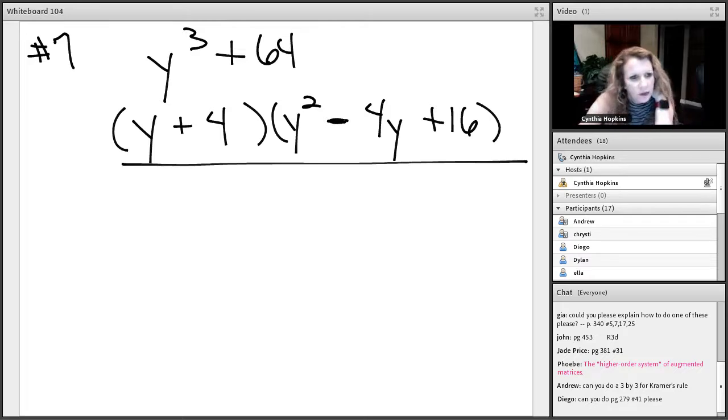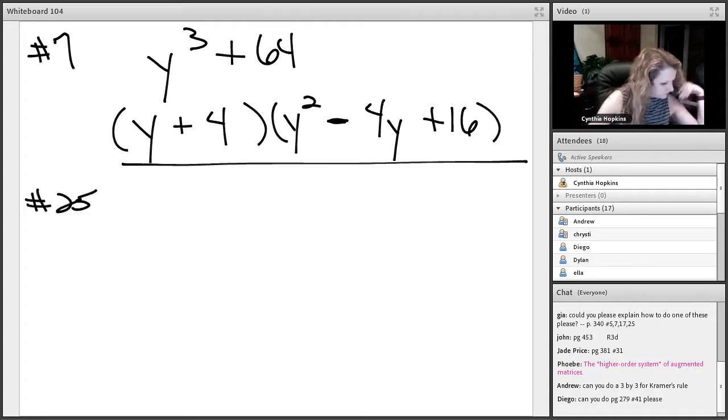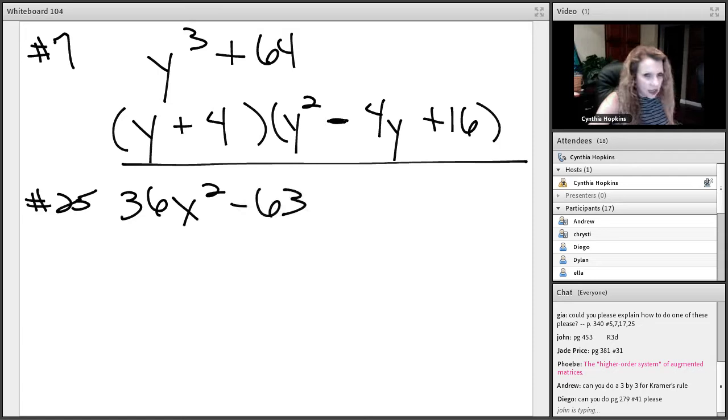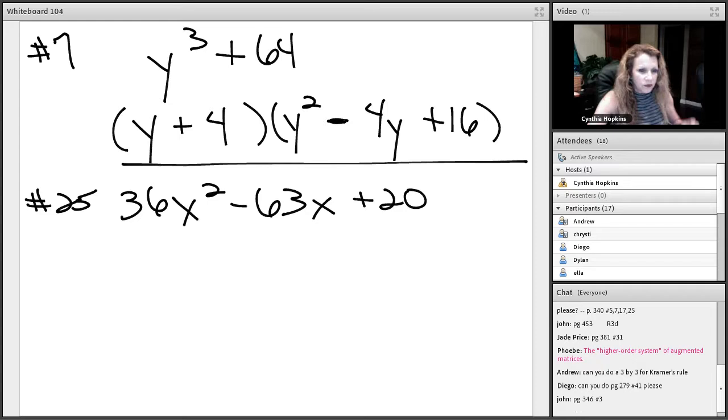Okay, now number 25. Let's see if that's different. It's in the same section as factor by splitting the middle term, but that's all right. It'll give us more practice in that concept. All right, so it is 36x squared minus 63x, those are some pretty big numbers, plus 20. And for sure, the first thing I'm going to do is the discriminant test. I don't want to waste my time trying to factor this if it's prime.